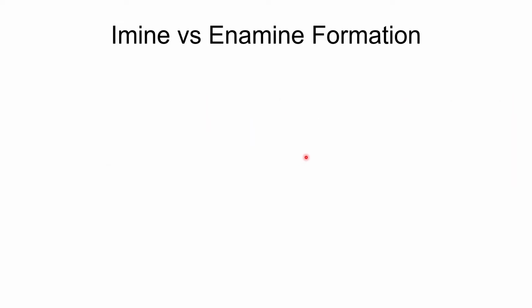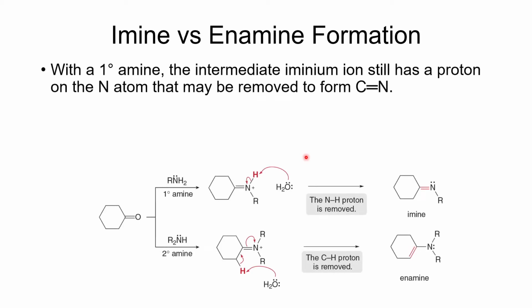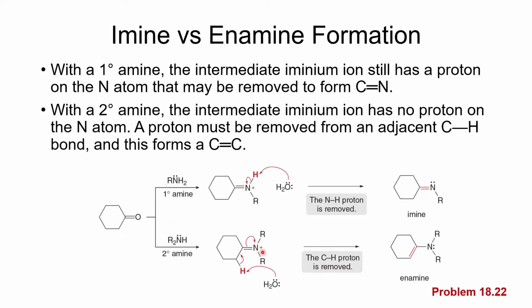Now, just to look at the tiny details here of the imine versus enamine formation, with the imine, when we have a primary amine and we form an imine, what happens is we get to the step where we have the iminium ion and we can deprotonate the nitrogen because there's still one hydrogen left over. When we have a secondary amine and we react that with our carbonyl compound and we get to the iminium ion, there's no hydrogen on the nitrogen to deprotonate. So that's why we have to deprotonate at the alpha carbon, and we end up with that carbon-carbon double bond.